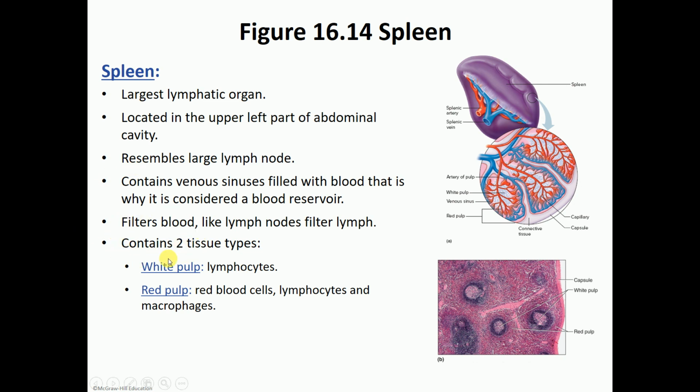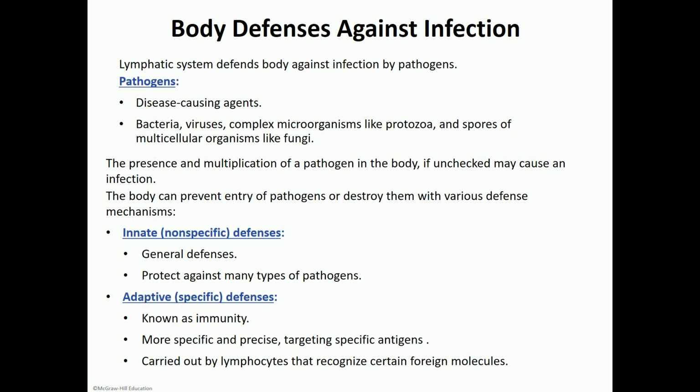The spleen has two different tissue types: white pulp, that is made out of lymphocytes or white blood cells, hence the name white pulp, and then red pulp that also has lymphocytes and macrophages, but it has lots of red blood cells, and that's where the red discoloration comes from. Now we'll talk about the defenses against infections in its own portion.